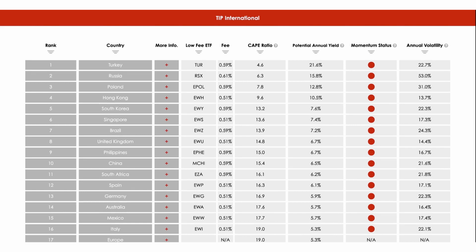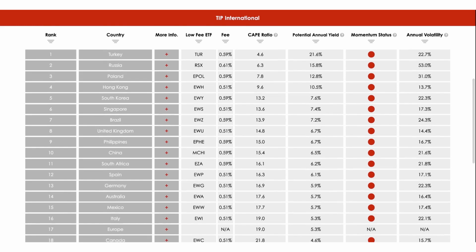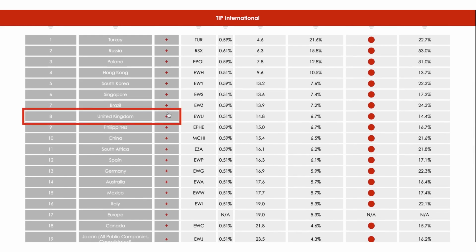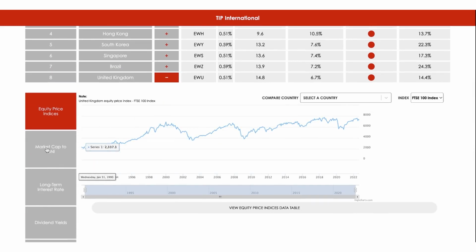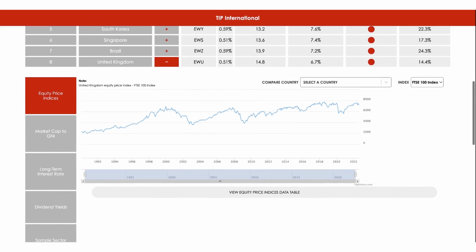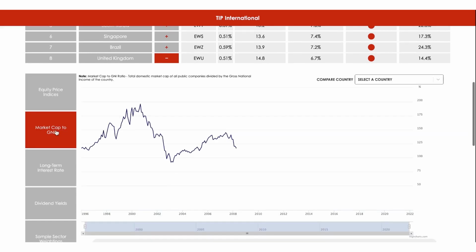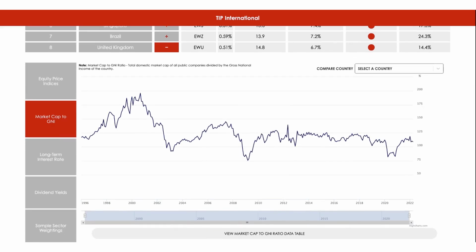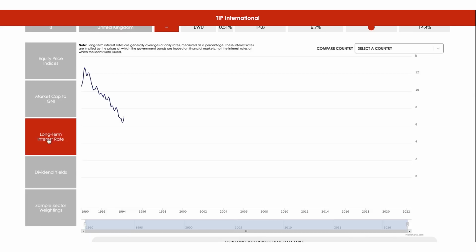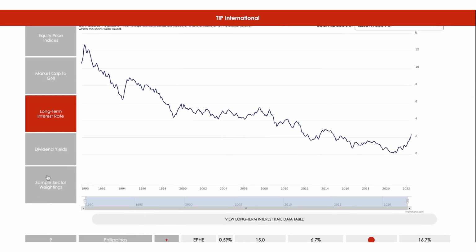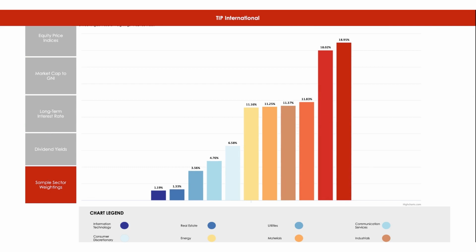I've been really interested in stocks from the UK though, so let's see what's going on there. By clicking more info, I can see how the country's signature stock index has performed over time. The country's total equity market capitalization relative to its national income, which is an indicator of whether stocks there are overvalued, long-term interest rates, dividend yields, and sample sector weightings.